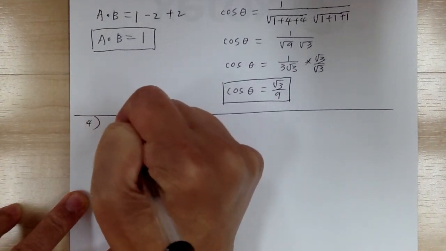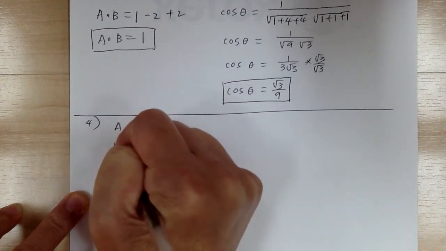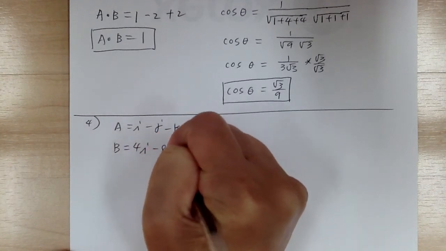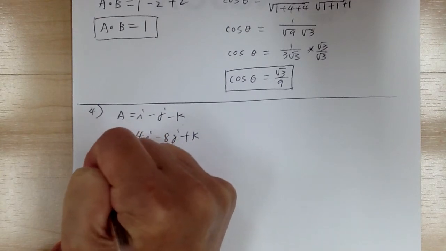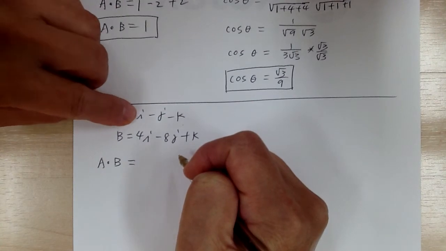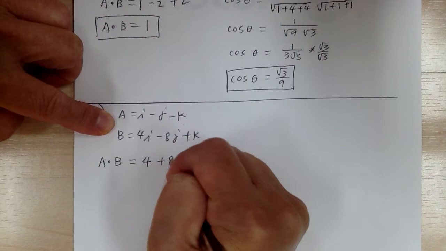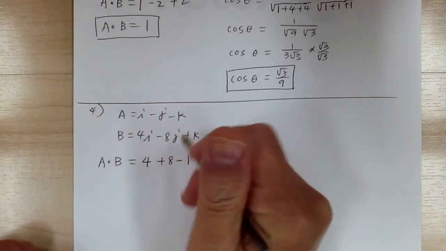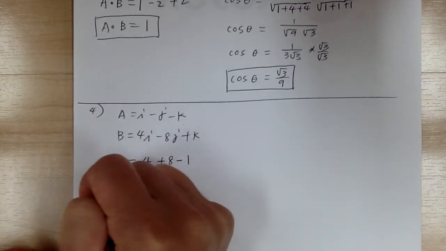Okay, you have A equal to i minus j minus k, and you have vector B equal to 4i minus 8j plus k. Okay, same thing. So A dot B. When you have a dot product, you just multiply their coefficients. So 1 times 4 gives you 4. Negative 1 times negative 8 gives you plus 8. Negative 1 times 1 gives you minus 1. So watch for the positive and negative. So A dot B equal to 11.